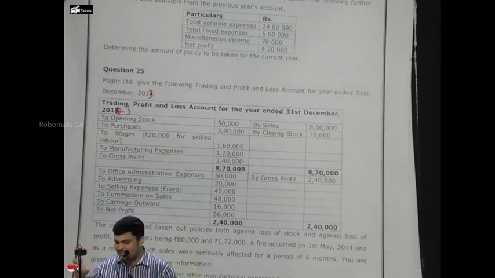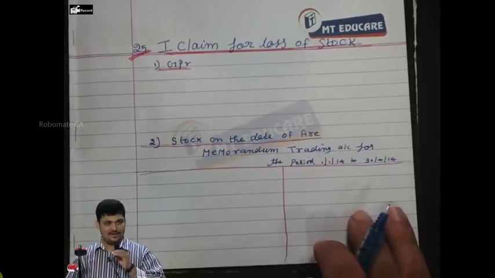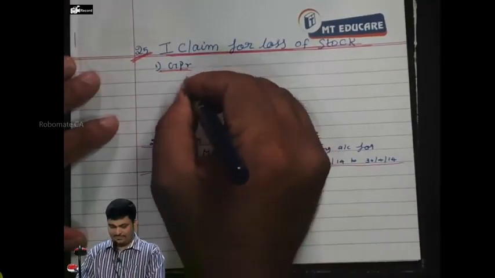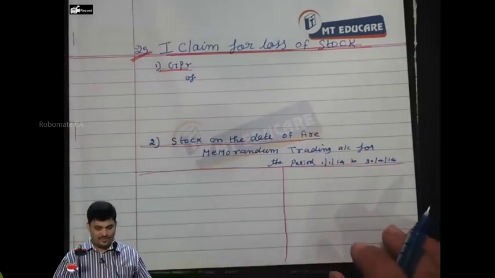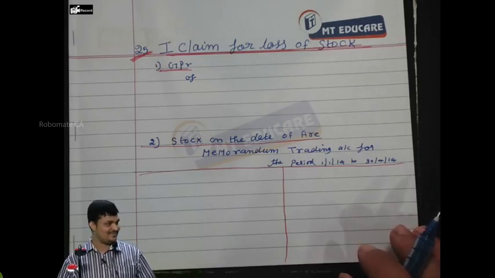Understood? I am not discussing many things here. I am just giving you a hint on how to proceed. Now you will proceed. Silently please try. Gross profit ratio. You're solving? Okay, so whoever is solving, please keep solving, but no discussion.